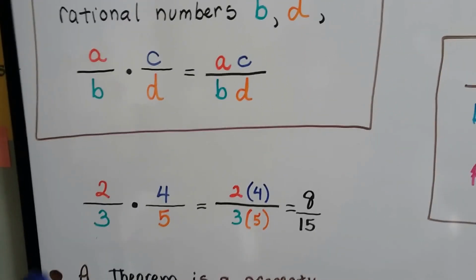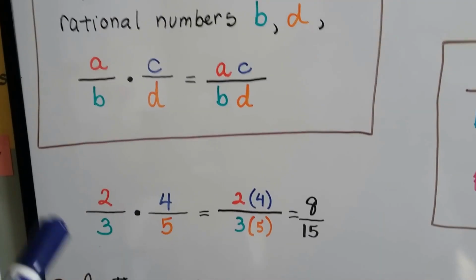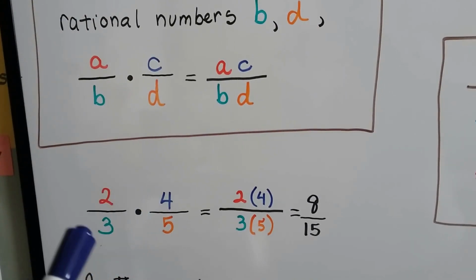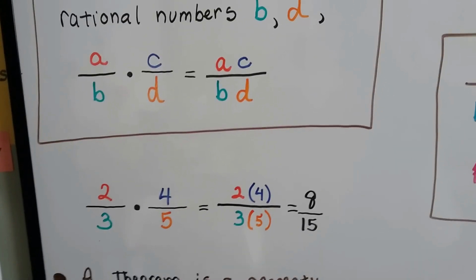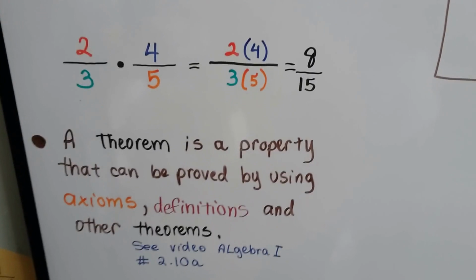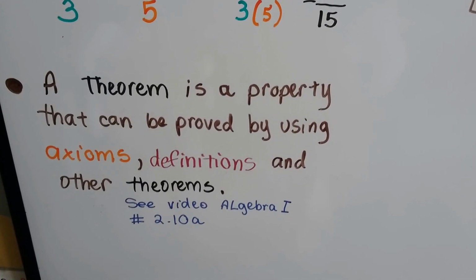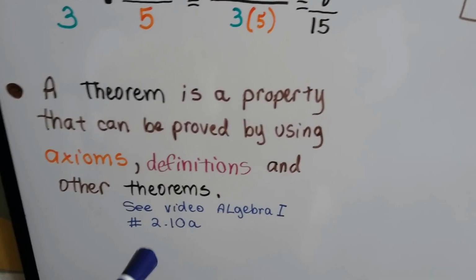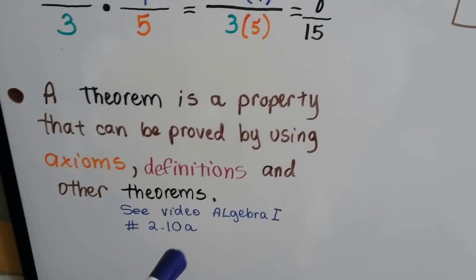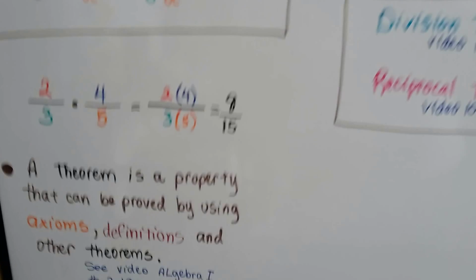It would almost be like we had 2/3 times 4/5. So we just say 2 times 4 over 3 times 5. That's all. Just remember, a theorem is a property that can be proved by using axioms, definitions, and other theorems. We covered that back in Chapter 2 in the beginning of Algebra 1. All right? I'll have a link to that if you want.